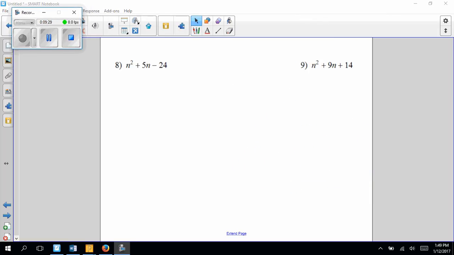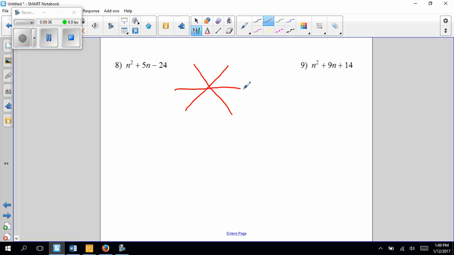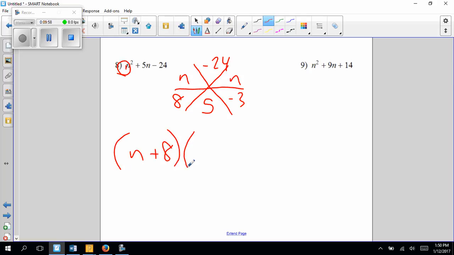Question number 8. I think you're starting to get the feel for what we're doing here. There's nothing that you can factor out, so I do my x right away. What multiplies to get -24 and adds to get 5? It's got to be an 8 and a -3. 8 times -3 is -24, 8 plus -3 is 5. The a value is a 1, and I take the 1 and the n, so 1n. So my factors are n plus 8 and n minus 3. Done. Factored.